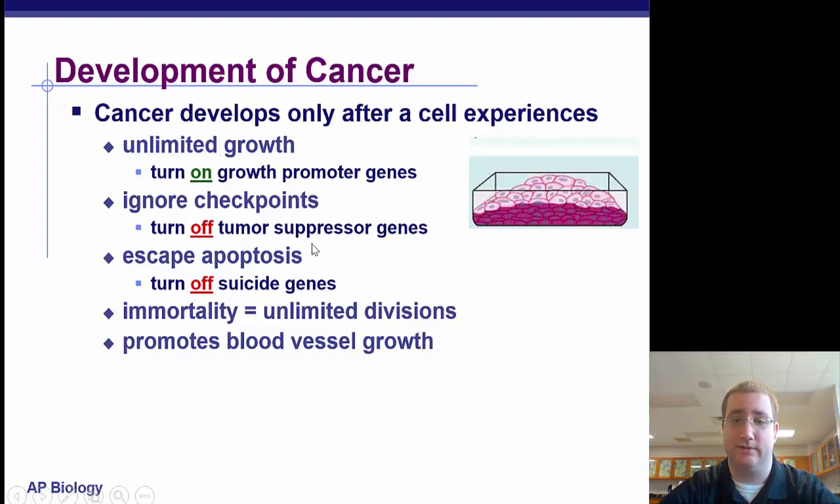Those tumor suppressor genes have to be turned off, so there's nothing to stop that growth. And you need to turn off that apoptosis process, that programmed cell death process, that cell suicide process, so those cells don't kill themselves before they can divide. And cancer cells are immortal, so they can divide forever and ever. And interestingly, they also promote blood vessel growth, so they develop ways to increase the amount of blood they're getting to that area, so they get more nutrients and can keep on dividing even more than normal.